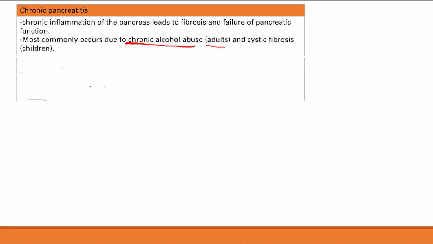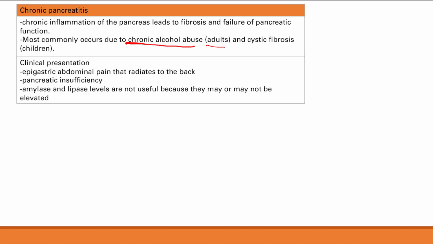Now, what was the endocrine function of the pancreas? Endocrine function was to secrete insulin, and if you have chronic pancreatitis with pancreatic insufficiency, that's not going to happen. So you're going to get diabetes mellitus due to lack of insulin. Finally, I want to note that amylase and lipase levels are not as useful here because they may or may not be elevated. Eventually, if your pancreas function is too low, you're not even going to be making amylase or lipase, so your levels are going to be low. Okay, so that is chronic pancreatitis, very parallel to chronic liver failure, aka cirrhosis.